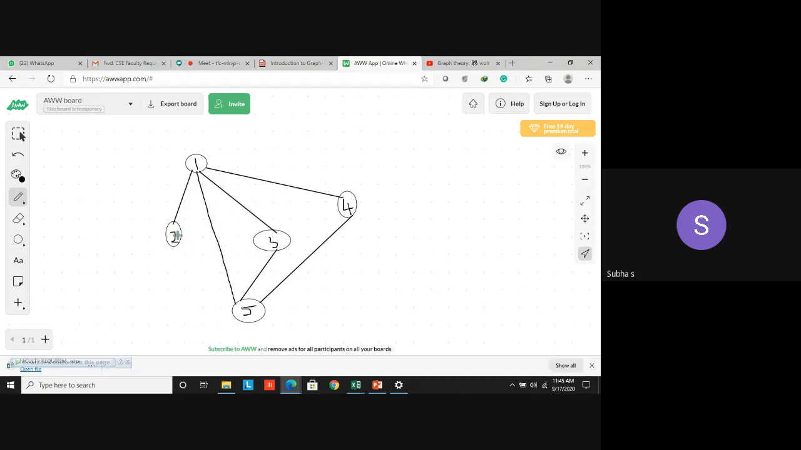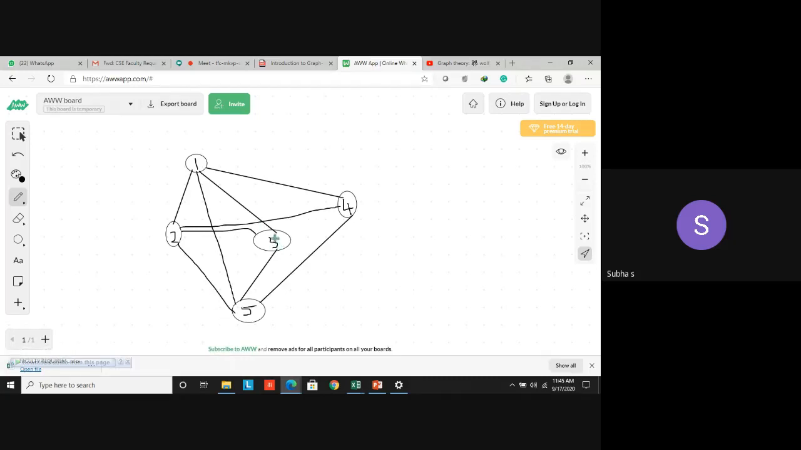Now check for 2. What are the adjacent nodes here? Now only 1 is adjacent. Only the vertex 1 is adjacent. So what you have to do? Connect 2, 3. Connect 2, 4, 2, 5. Got it?